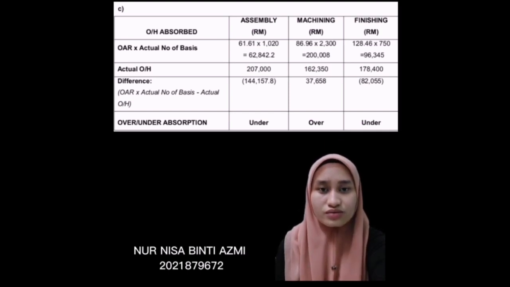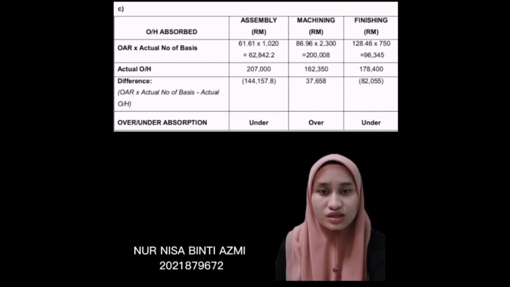For the calculation for the finishing, it is 128.46 multiplied by 750 direct labor hours equals 96,345. The 750 we get from the table in question 1C. Next, actual overhead is 178,400.